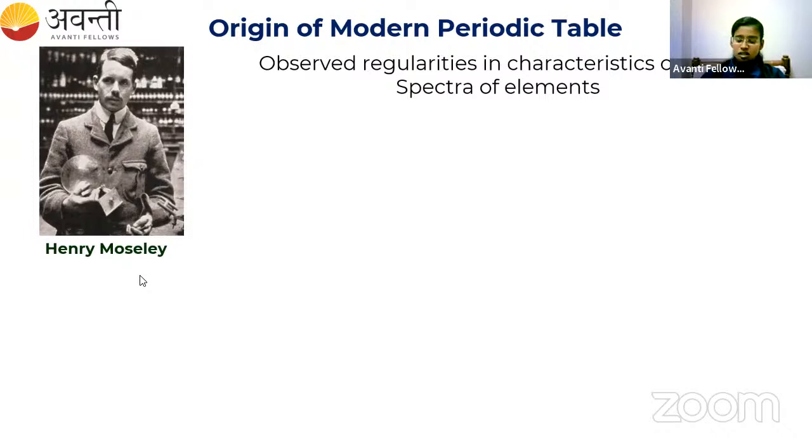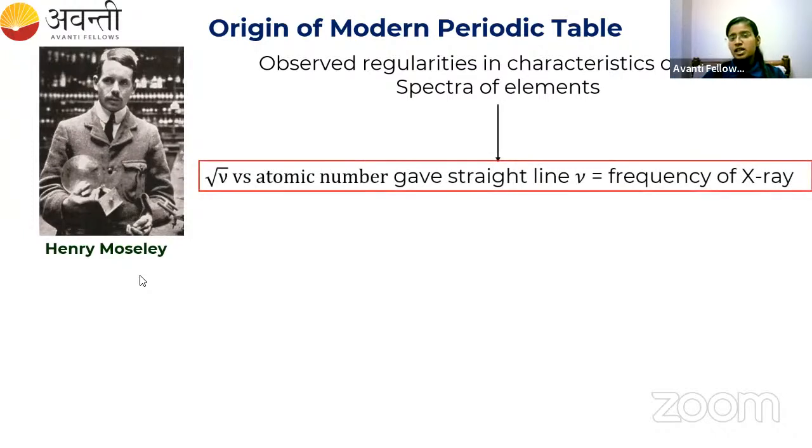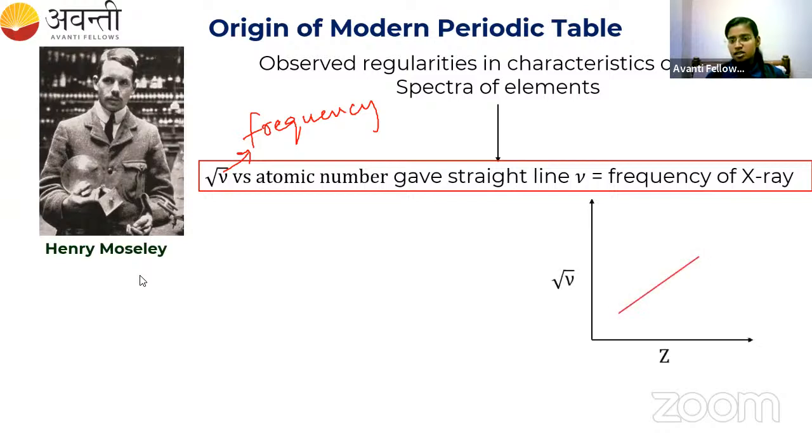Like for frequency versus atomic number, he observed some regularity. That regularity was a straight line. The root of nu, where nu is frequency, versus atomic number gave a straight line. Atomic number is denoted by the letter Z, and frequency is denoted by nu. So root of nu versus Z gave a straight line with positive slope.